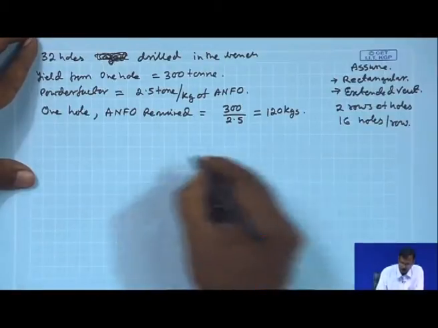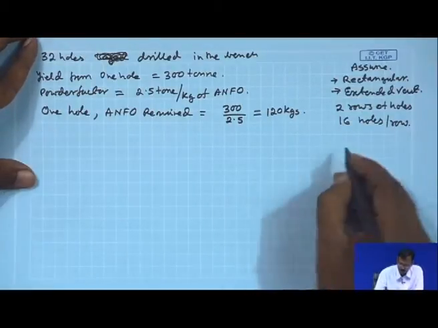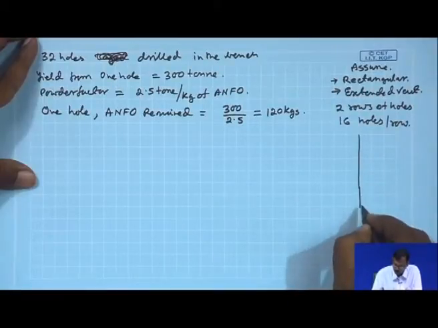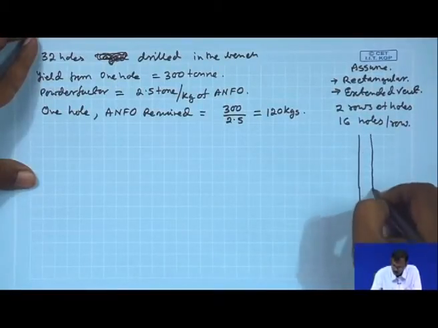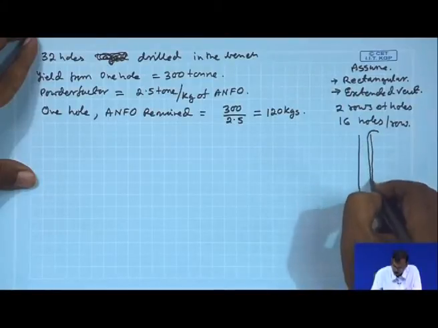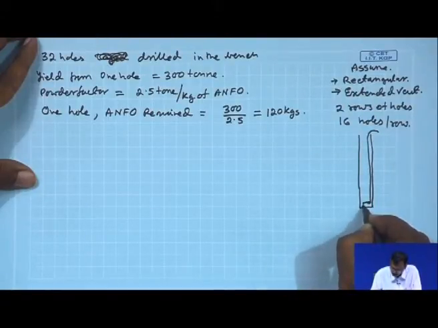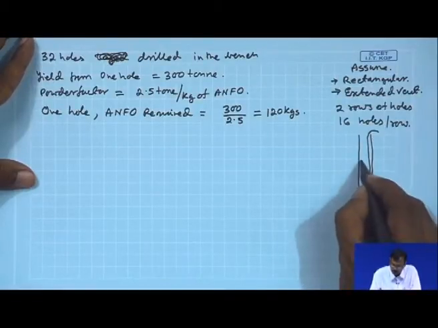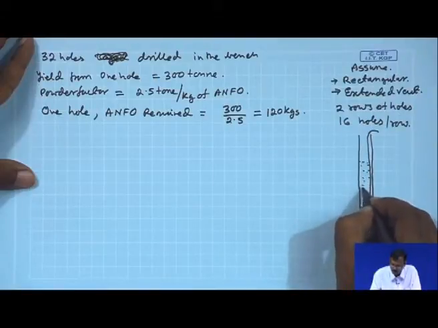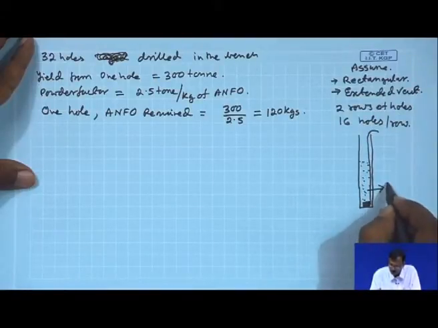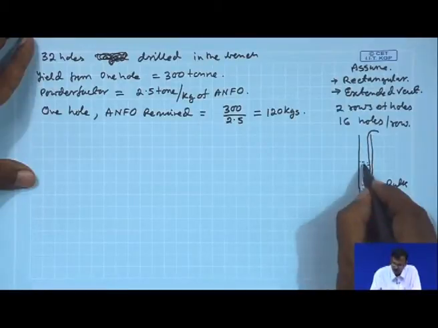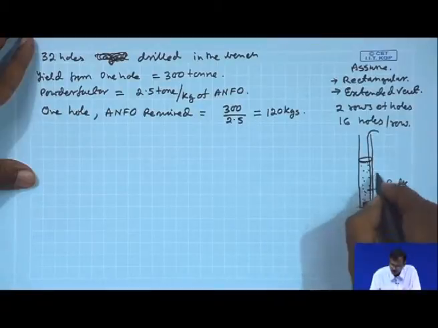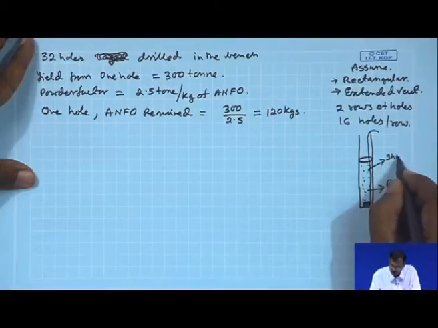You know ANFO is a bulk loading type explosive. Bulk loading type explosive means if we drill a hole, then we place the booster, which is the primer charge, at the bottom and fill the hole with the ANFO, and as ANFO is a bulk explosive, the explosive will take the shape and size of the hole.